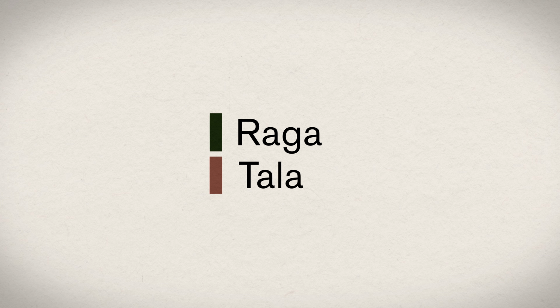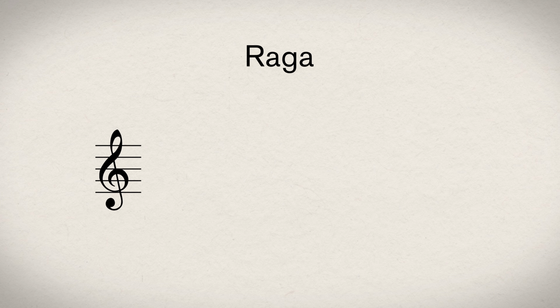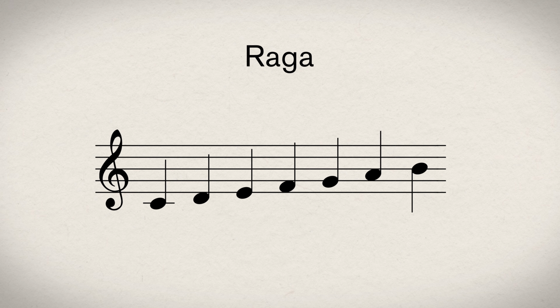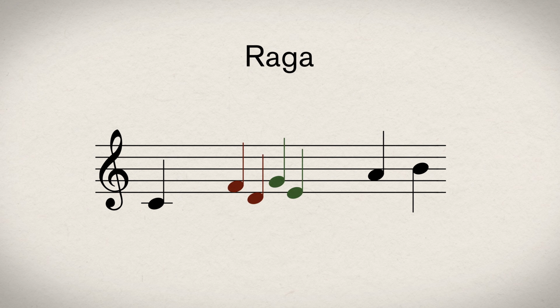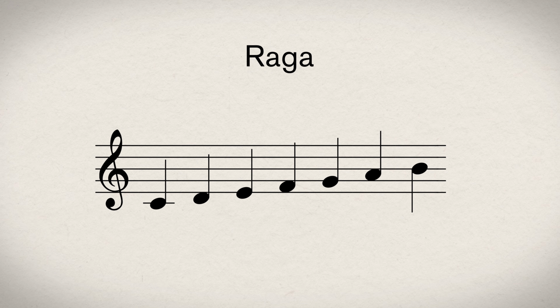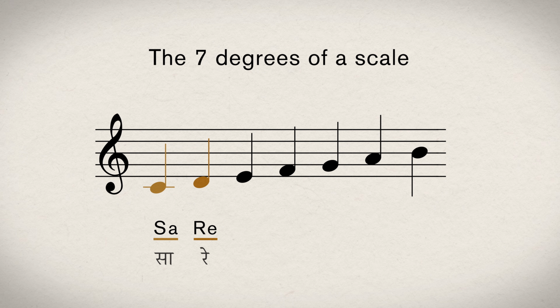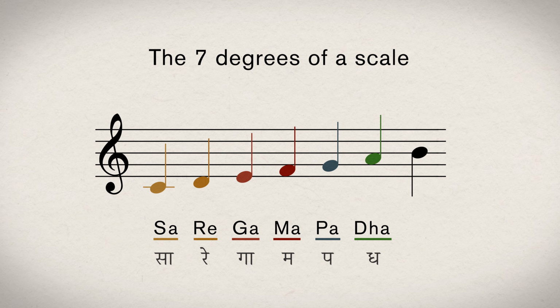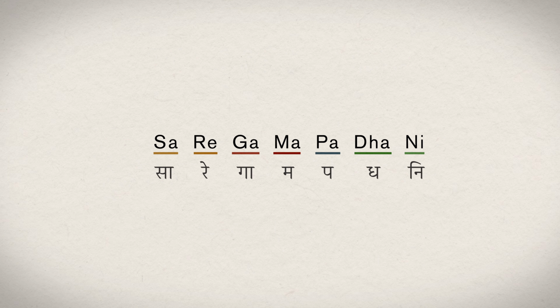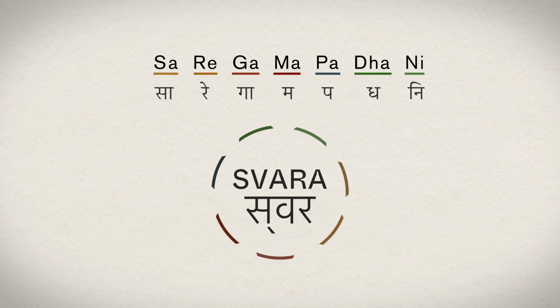In the Western world, we might equate a raga to a scale, but that's a bit of an unfair definition. There can be many ragas based on the same scale, but each can have a different set of rules or a different order to the notes or their own unique characteristics. They contain the 7 degrees of a scale: Sa, Re, Ga, Ma, Pa, Dha and Ni. These notes are known as the Svara.